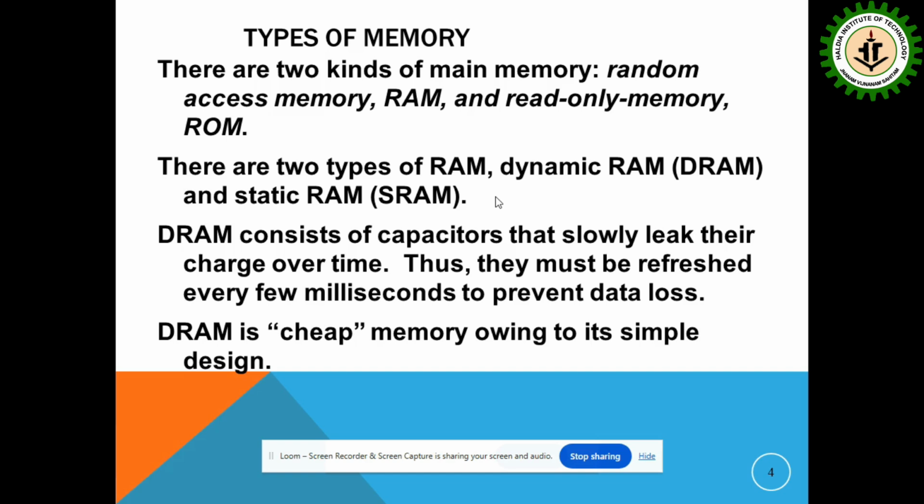So, what are the different types of memory? You will see that there are different memories available in the market, but basically there are two kinds of main memory. First one is the random access memory or RAM, and the second one is the read-only memory or ROM. Now again, there are two types of random access memory, that is dynamic RAM, DRAM, and static RAM or SRAM. DRAM consists of capacitors that slowly leak their charge over time. Thus, they must be refreshed every few milliseconds to prevent data loss. DRAM is cheap memory owing to its simple design.